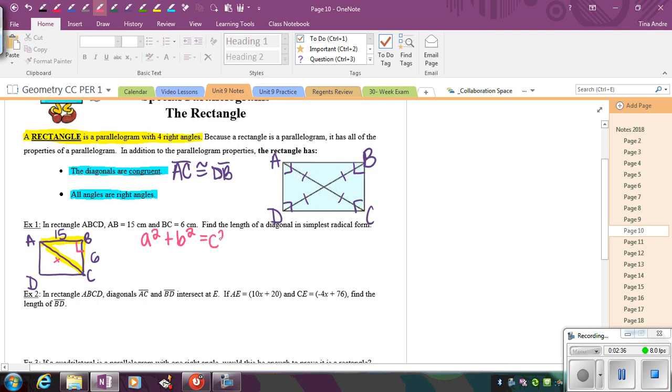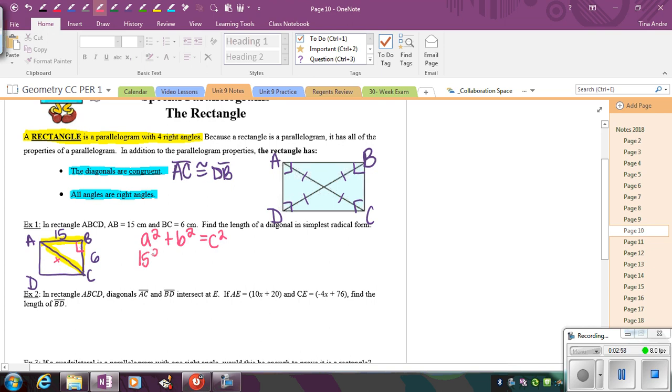Keep in mind, I could have also said, since it's a rectangle, opposite sides are congruent, so this is 6, this would be 15. And then I could have used those two sides with this diagonal again, or I could have found diagonal BD using these two sides. It doesn't really matter. There are lots of ways to figure out this problem. So let's go ahead and plug in.